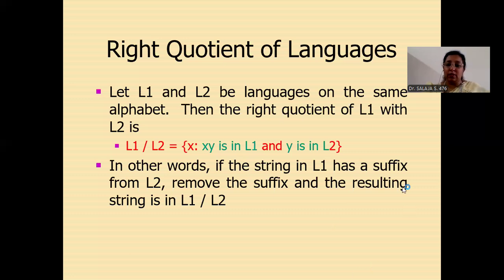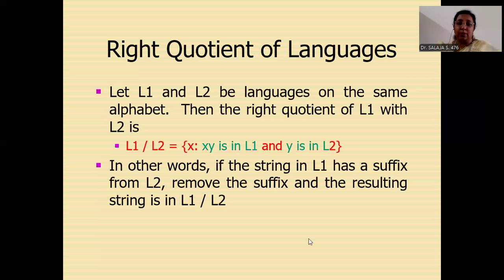In this video, we'll discuss the right quotient of languages. Let there be two languages, L1 and L2, which are considered to be regular. The right quotient of L1 with L2 is defined as L1 slash L2, which will be a set of strings X. Now, how to define X is where L1 and L2 play a major role. Every string, or at least a few strings, in L1 can be divided into two substrings X and Y.